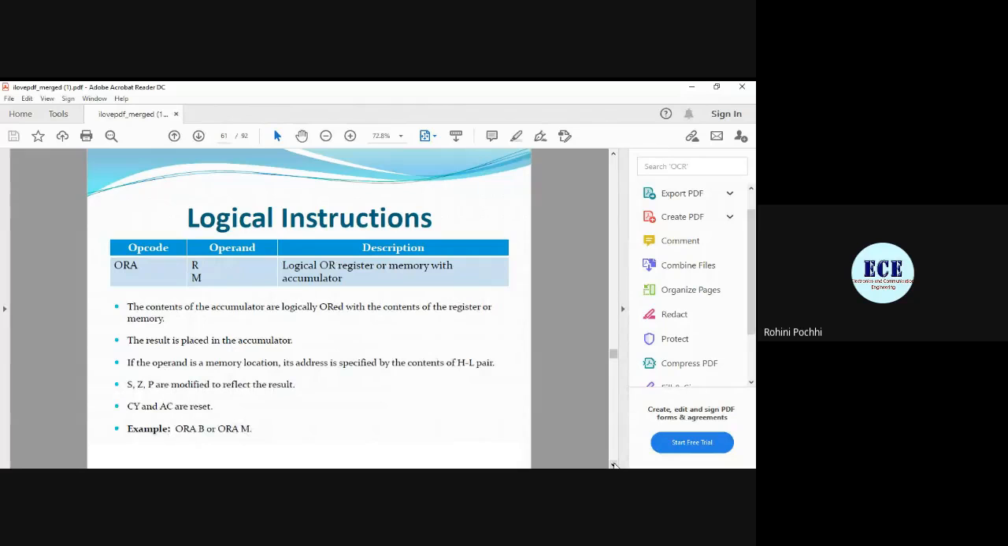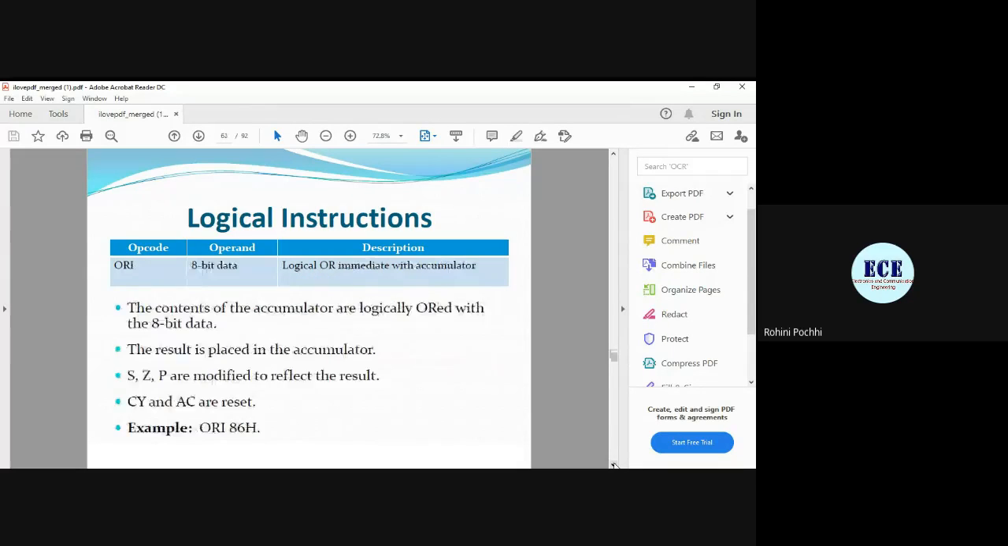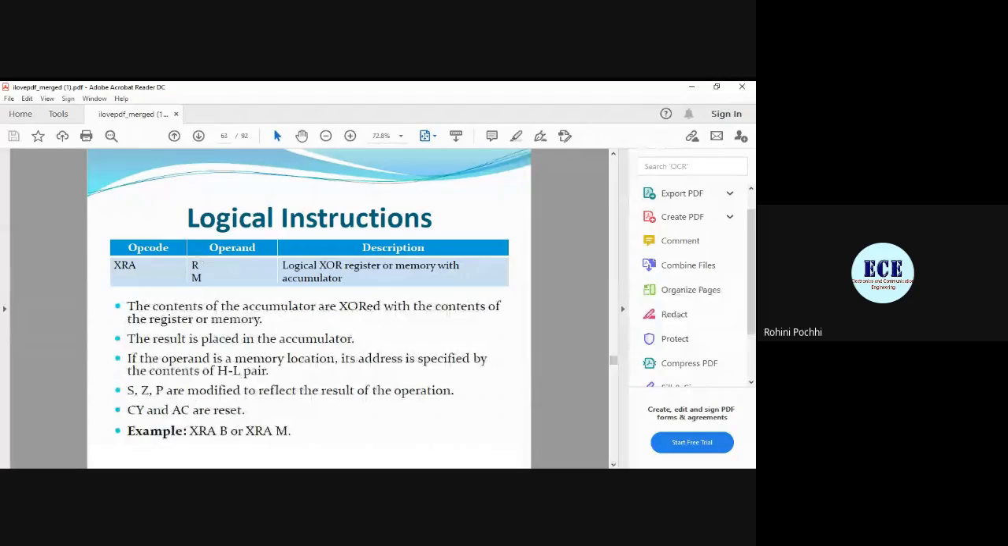ORA means logical ORing of register or memory with the accumulator. Next is ORI, means logically ORing immediate, means this OR means OR, and I will represent the term immediate with accumulator. XRA means logically XORing register or memory with the accumulator.